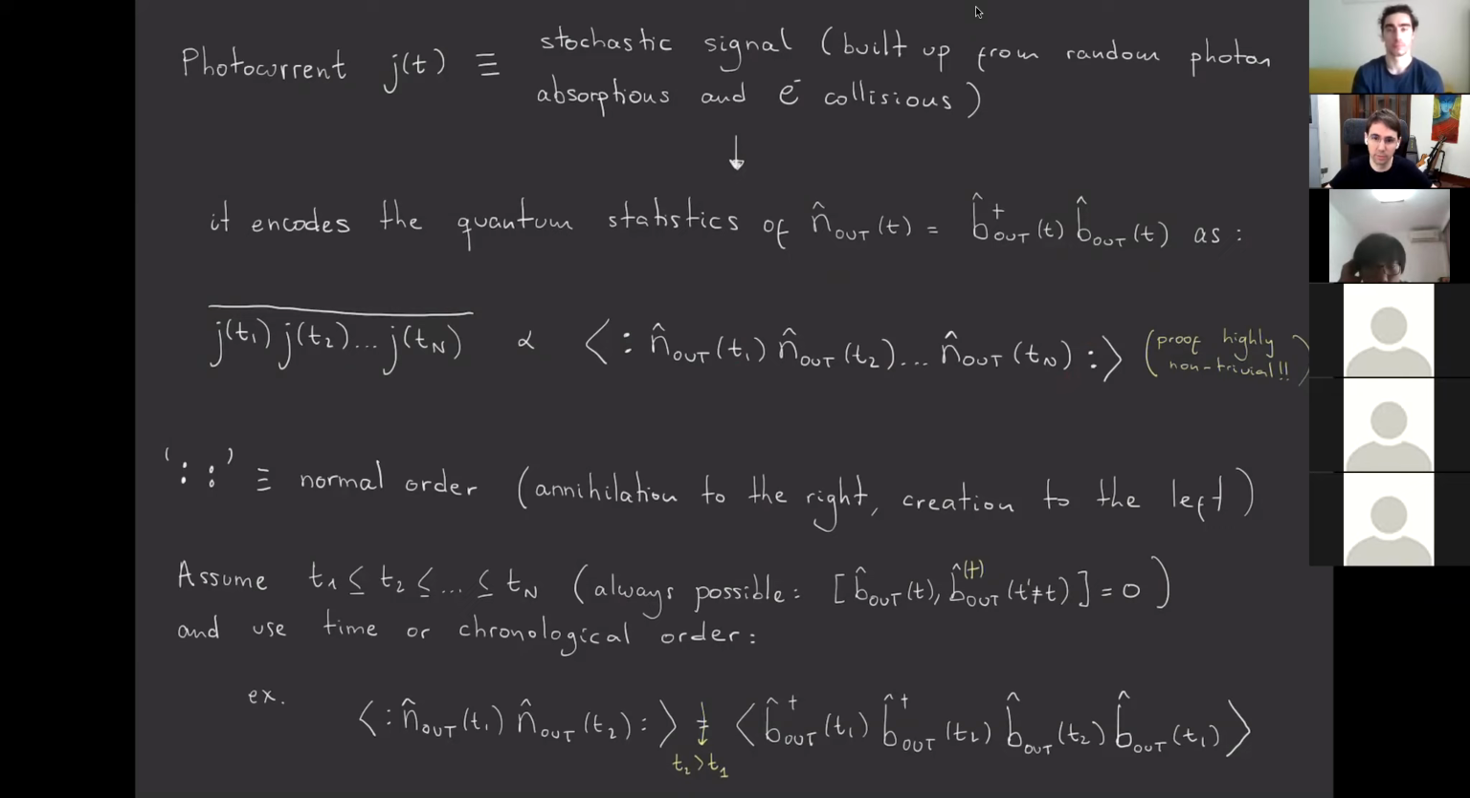Something that I forgot to mention is the interpretation of this output number operator. It's not difficult to show that this operator encodes the number of photons that come out of the cavity per unit time. So the expectation value of this gives you how many photons are coming out of the cavity per unit time. Okay, that's important for you to remember. You will have in the notes some explanation of why, but I think it's also kind of intuitive.